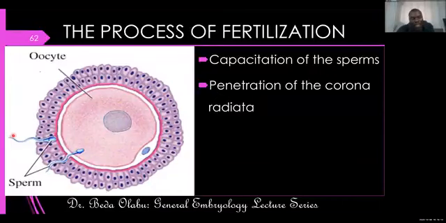These are the cells which cover the zona pellucida. These are corona radiata. They are follicular cells. So the sperms will swim through.